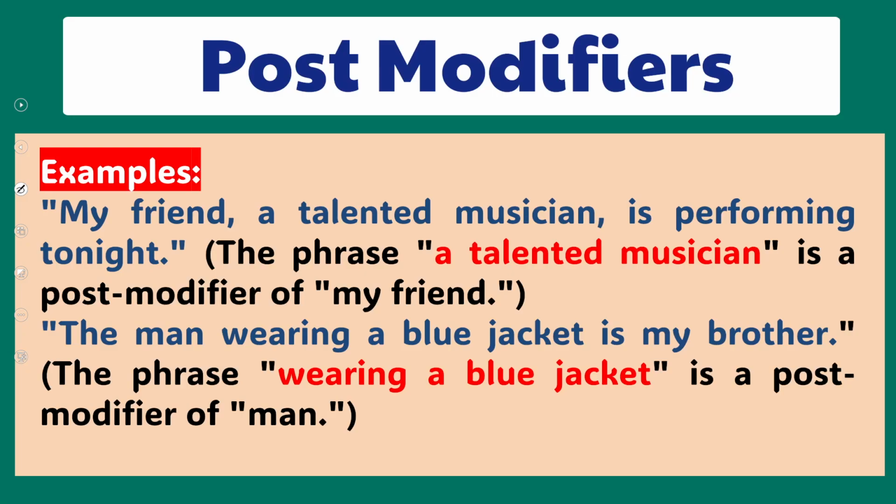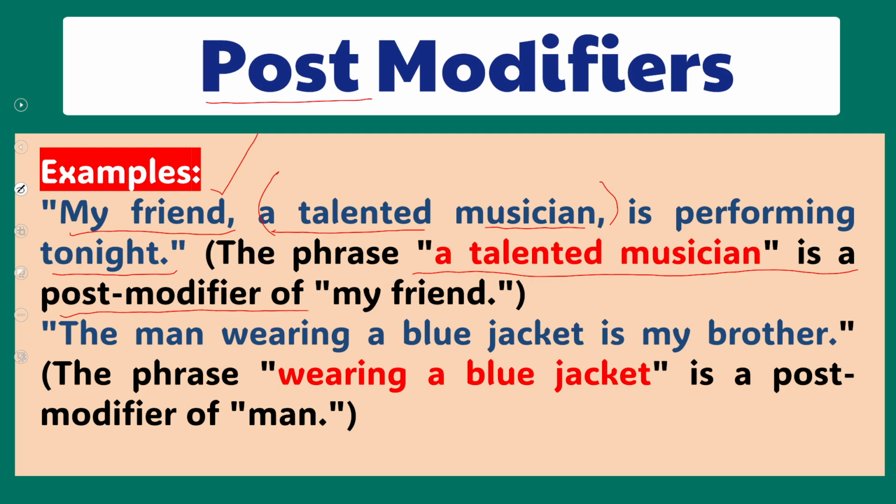So there is a sentence: "My friend, a talented musician, is performing tonight." So what is the noun? My friend. And what is the phrase, or the group of words, which comes after the noun and modifies it? A talented musician. So this phrase is working as a post modifier because it is modifying the noun "my friend." It is describing the noun "my friend." It is giving more information about the noun "my friend."